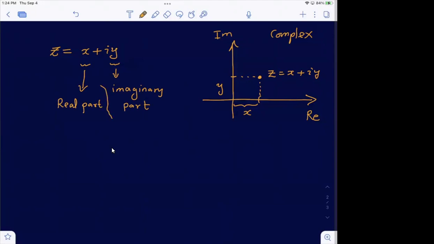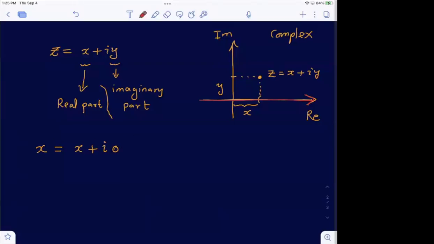But one can see all numbers that we have learned up to this point as real numbers are also complex numbers. Because if you consider any real number, let's say x, it is none other than x plus i times 0. Of course, this vanishes because it is multiplied by 0. So if you look at the real axis here, that is none other than the same real number line that we've been considering up to this point.